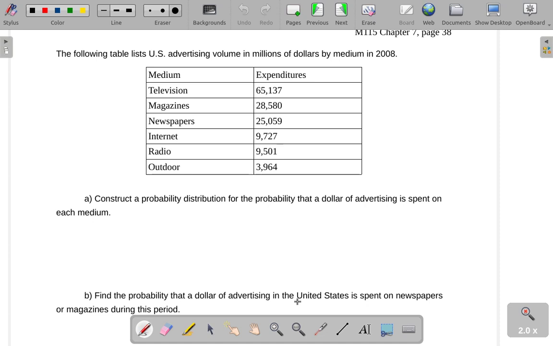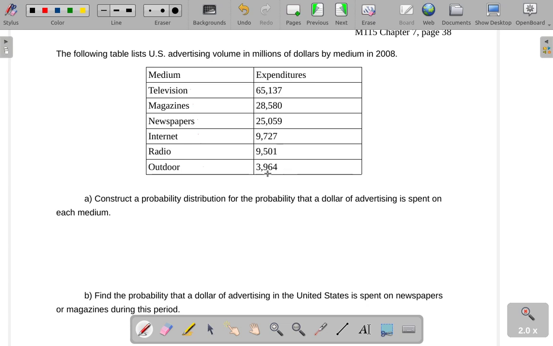The following table lists U.S. advertising volume in millions of dollars by medium in the year 2008. So there's 1, 2, 3, 4, 5, 6 different media here, and this is the amount of money spent on advertising in each of these media. So yeah, it's in millions of dollars.